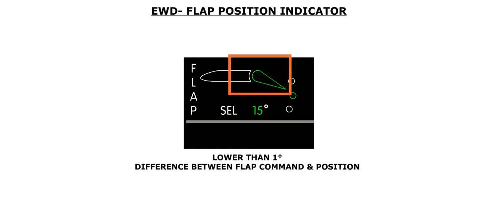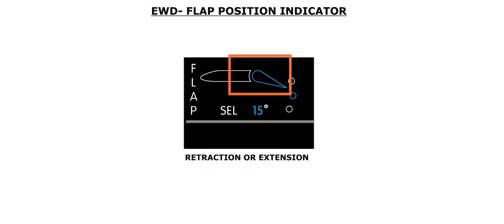When the flap icon is green, it indicates that the difference between the actual and commanded positions is less than 1 degree. If the difference is less than 1 degree, the dot is displayed in green as well. A dot is displayed in cyan when the difference between the actual flap position and the selected position is more than 1 degree. The flap icon is displayed in cyan during extension or retraction.